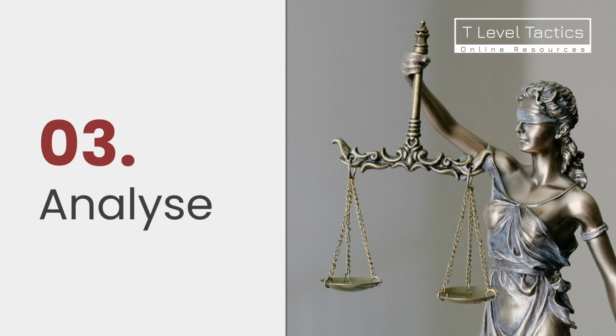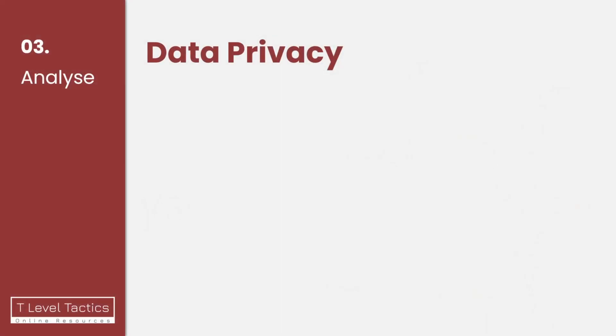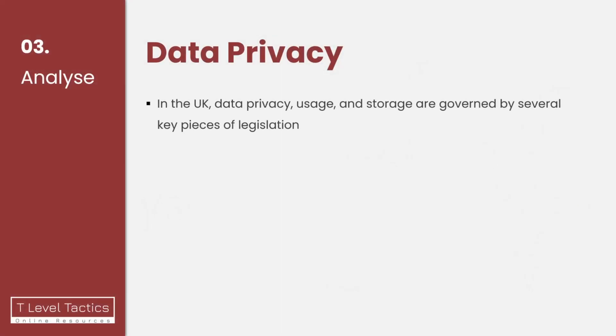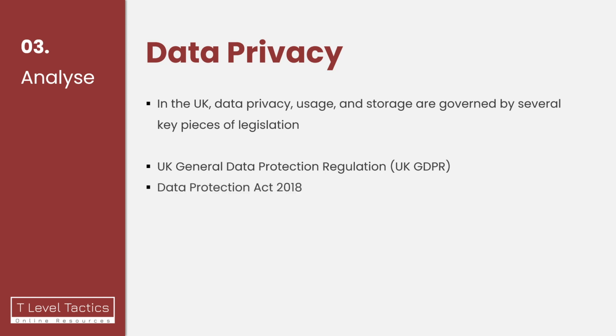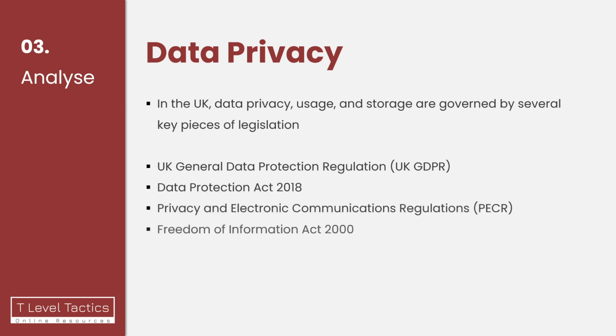Let's have a look at some laws and legislation surrounding data privacy. In the United Kingdom, data privacy, usage and storage are governed by several key pieces of legislation. There's GDPR, or the UK General Data Protection Regulation, the Data Protection Act of 2018, the Privacy and Electronic Communications Regulations, the Freedom of Information Act 2000, and the Computer Misuse Act of 1990. All of these laws and legislations will have been updated at various points in time. You can find all the updates online. I'll give you that web address a bit later.